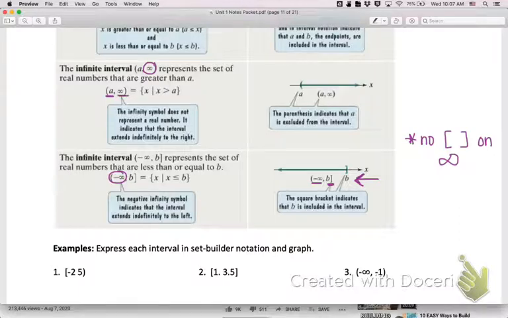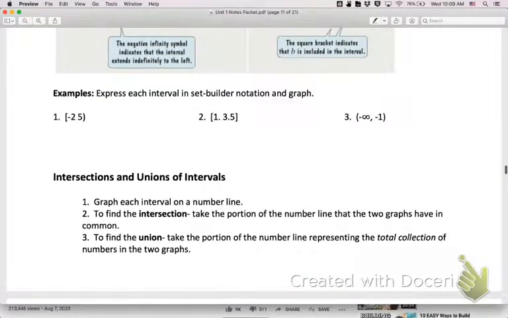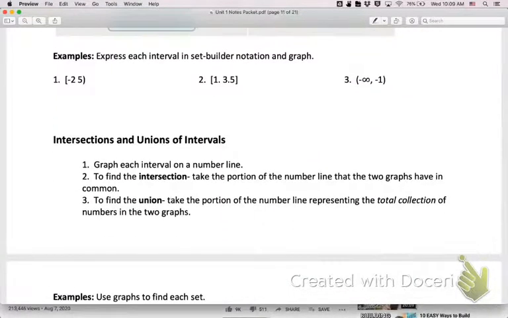And positive infinity is our upper bound. Versus if it's less than, then that means that we can go all the way down to negative infinity, because anything less is your lower bound. And anything greater than that, we have to stop at B.